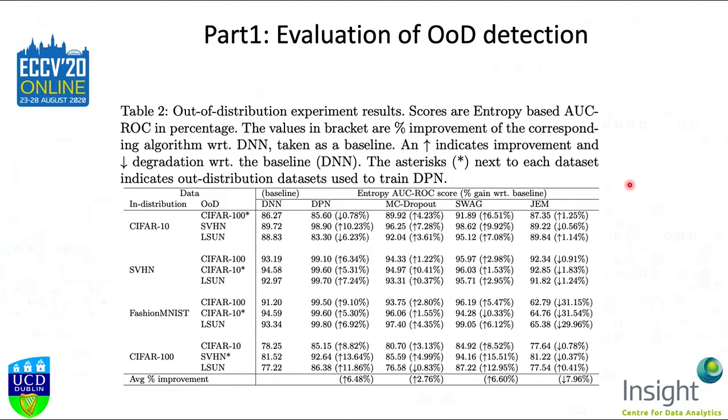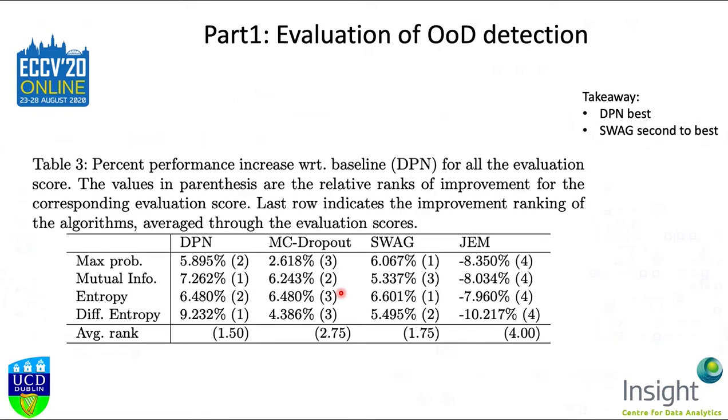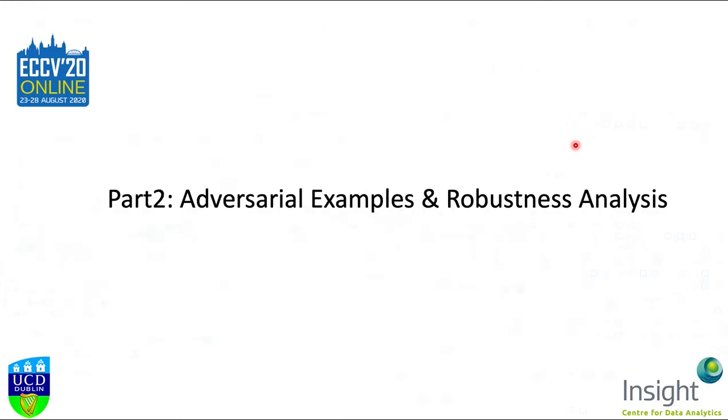Table 2 presents the results of the evaluation of the OoD detection task. This table shows that SWAG is the best performing model, with DPN being the second one, but this can be quite misleading. That's why we follow up with the following ranking on all the models against all the metrics, and what we find here is that DPN actually is the best performing model, with SWAG coming second best. SWAG is the underlying model which can provide the best trade-off between accuracy on the clean test set and the OoD detection task. The second part of our talk has to do with the adversarial examples and the robustness analysis.